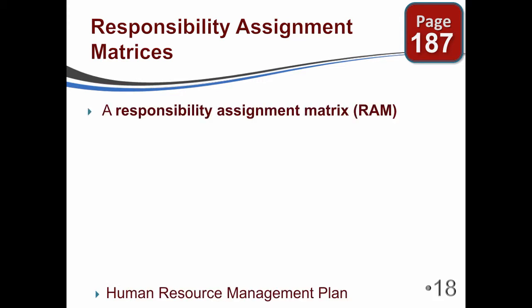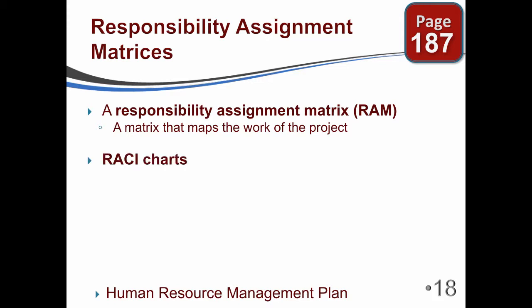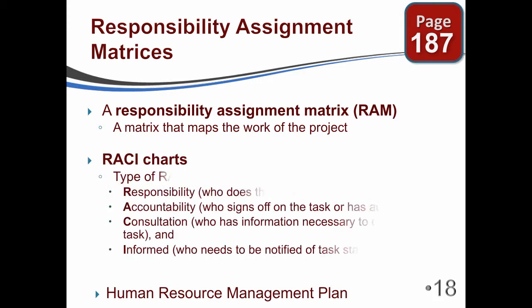The first one would be a responsibility assignment matrix, or RAM. That basically says this is what the work of the project is and who's responsible for it. The main tool in that is called a RACI chart. It's a type of RAM, and RACI means responsibility, accountability, consultation, and informed. These are jobs that people do. So someone is responsible, someone is accountable, who signs off on it, someone is involved in the consultation in the project, and someone just needs to be informed of what's going on.